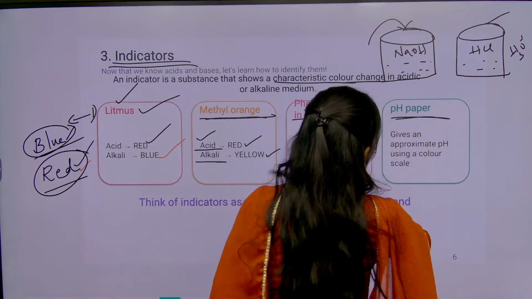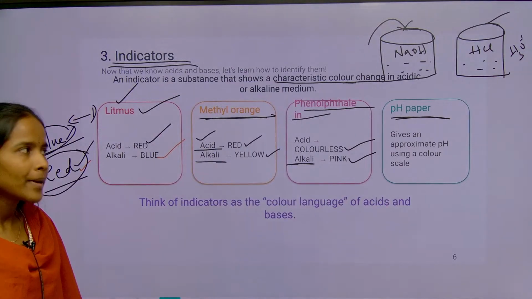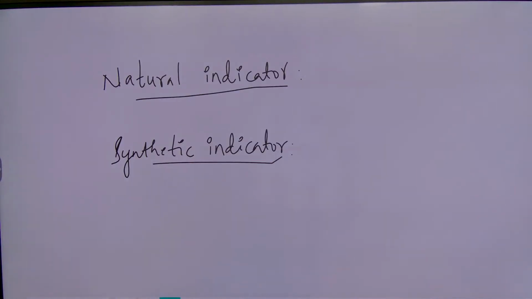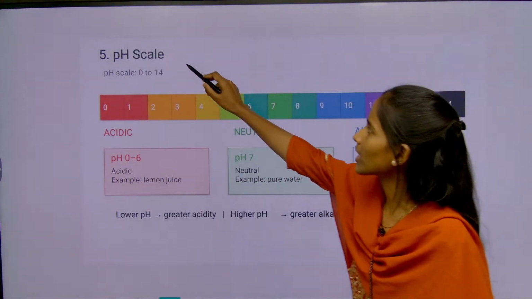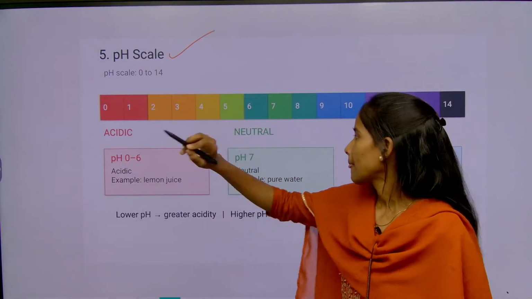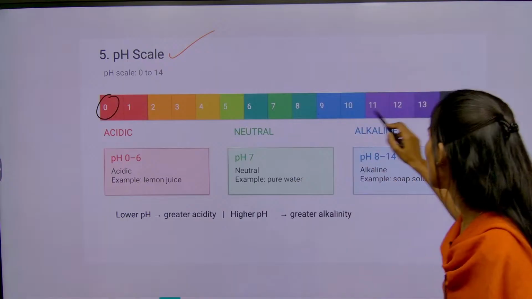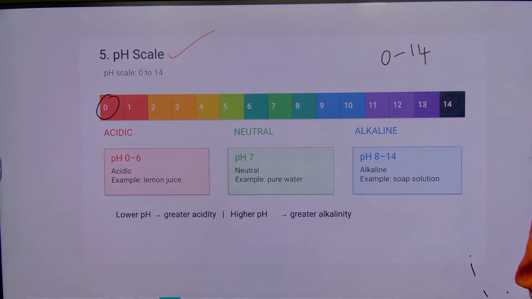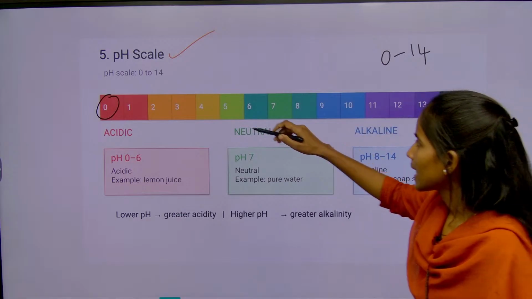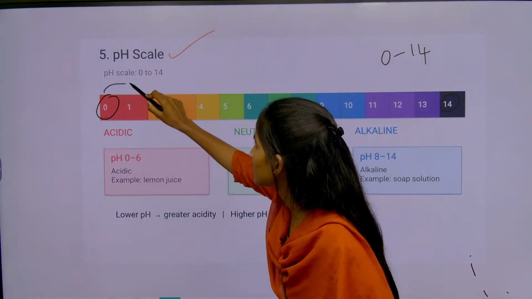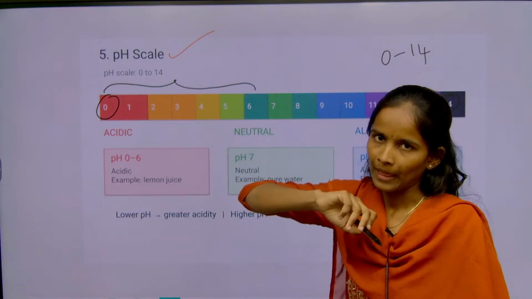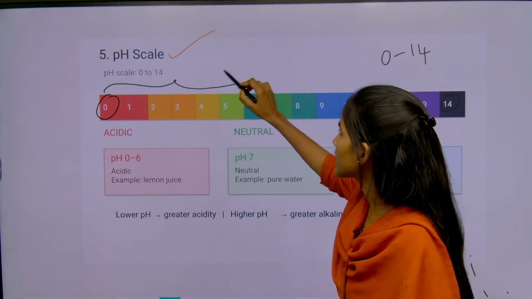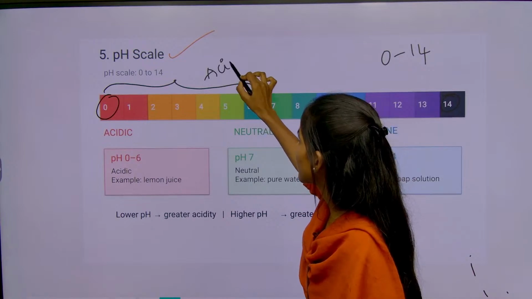And the next one is pH paper. pH paper contains a range, the pH scale. It starts from 0 and goes up to 14. The range of the pH scale is 0 to 14. So here, if the pH is from 0 to 6, if we are getting any color in this range from 0 to 6, we will call it acidic in nature.